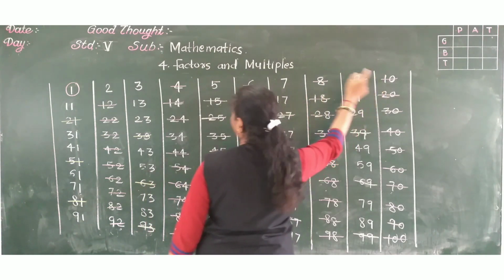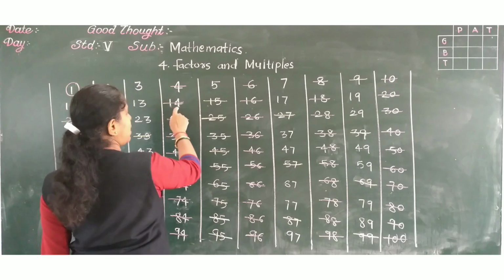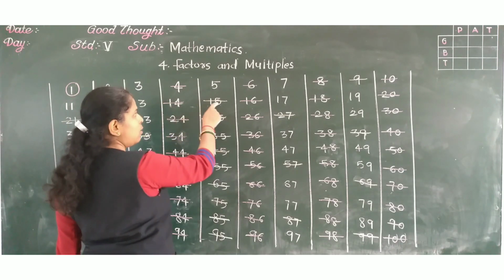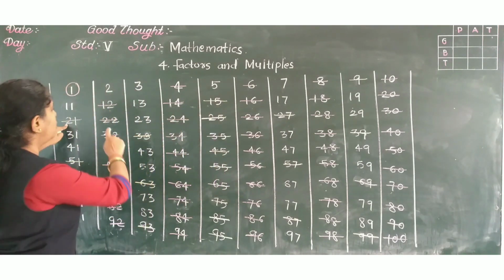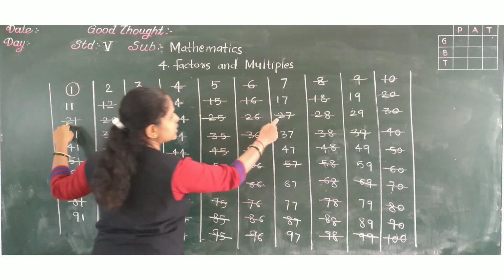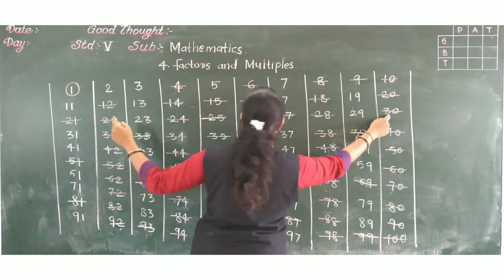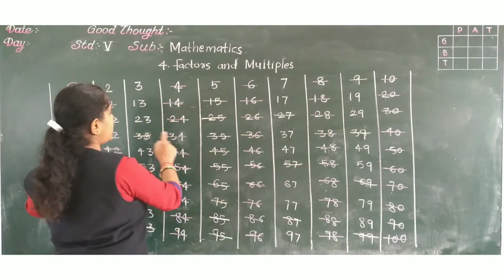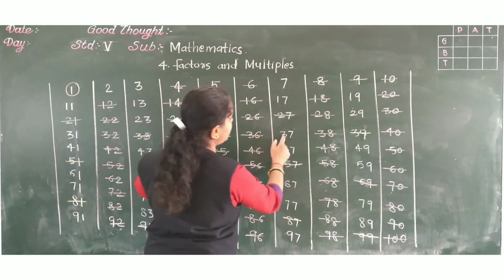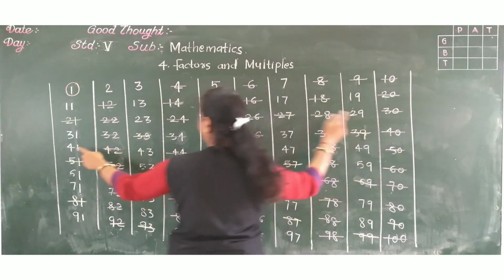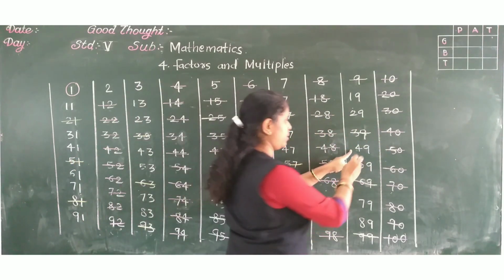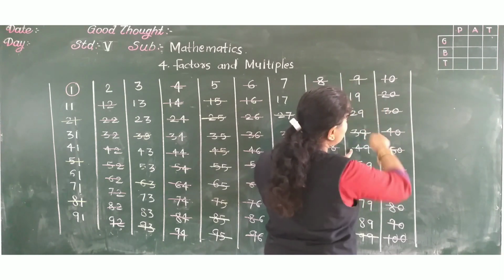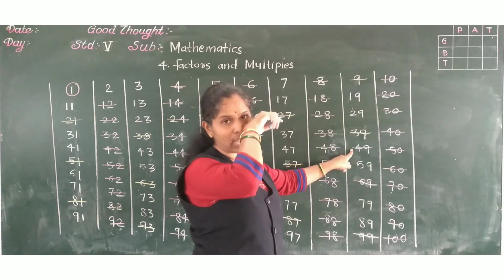1, 2, 3, 4, 5, 6, 7. Crossed. Already crossed. 1, 2, 3, 4, 5, 6, 7. Crossed. 1, 2, 3, 4, 5, 6, 7. Crossed. Okay. That means in short we have to do the 7 step.